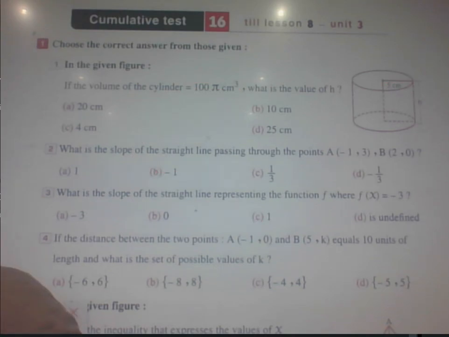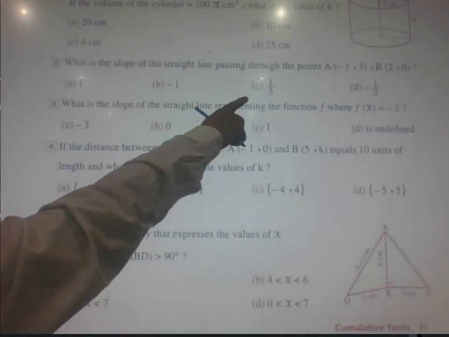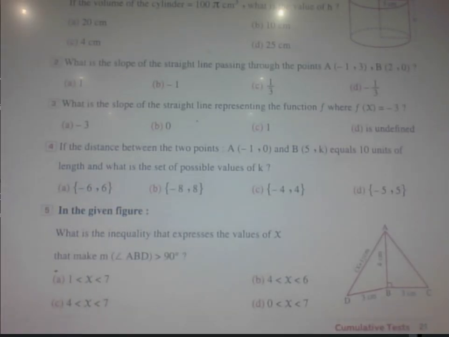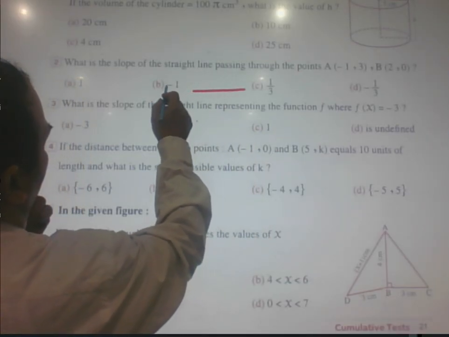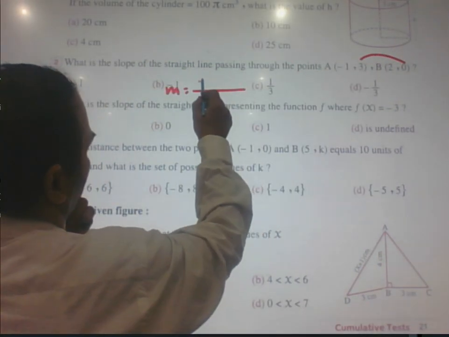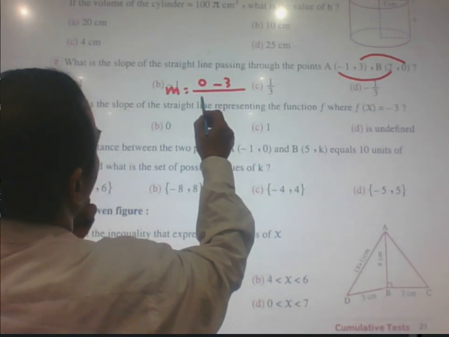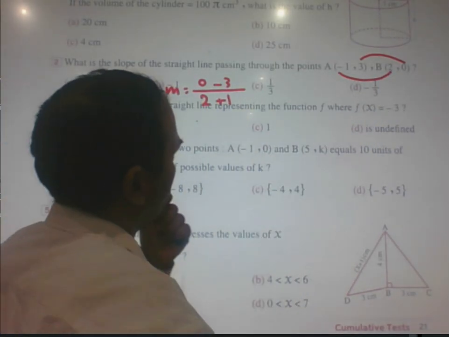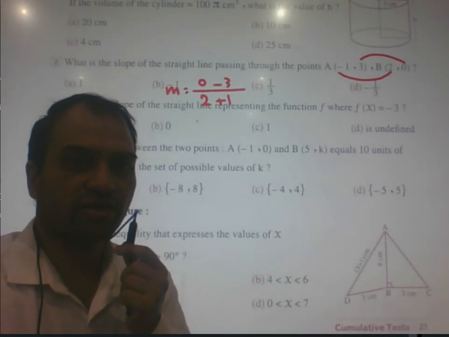Next question, number 2. What is the slope of the straight line passing through 2 points? We can find the slope by finding the difference between y2 and y1, and x2 minus x1 is the denominator. The slope equals 0 minus 3 over 2 minus negative 1, which will be 2 plus 1. The difference between y2 and y1 over x2 minus x1.